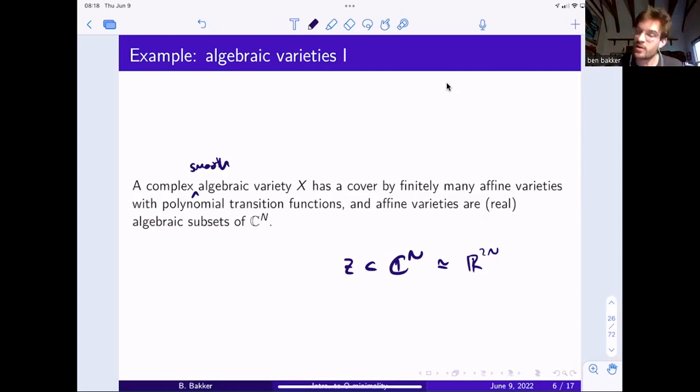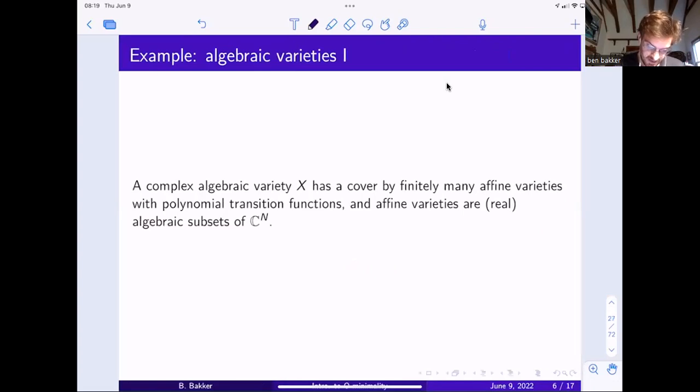And you can convince yourself that any cover by affine varieties will give you an equivalent definable structure. That's basically because any two can be refined by a smaller one, and all the transition functions are again given by polynomials.